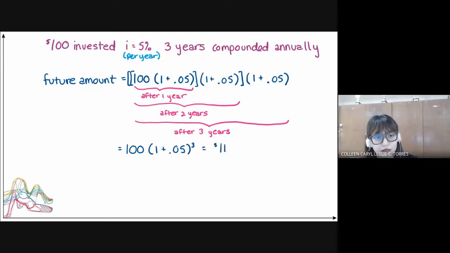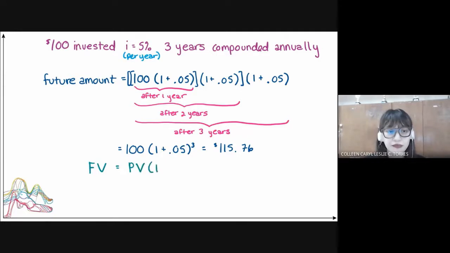Numerically, this is equal to $115 and about 76 cents. More generally, we can say that our future value, or the amount we'll have in the future, is equal to our present value, or the amount we're investing today, times 1 plus our interest rate as a number to the nth power. You can think of this n as the number of compounding periods.